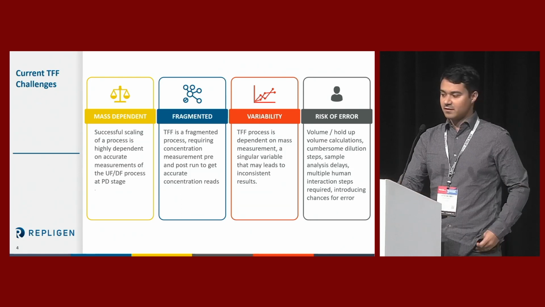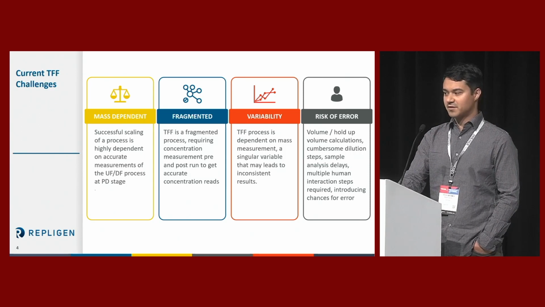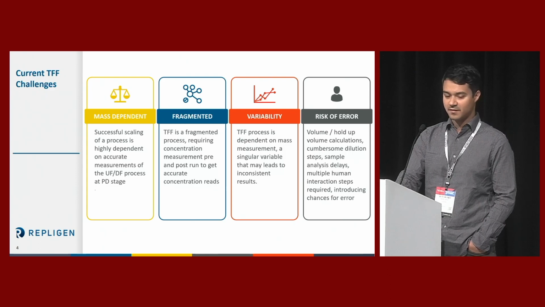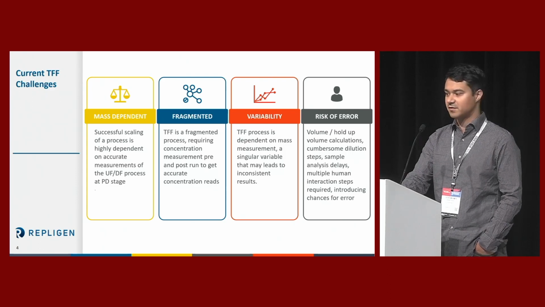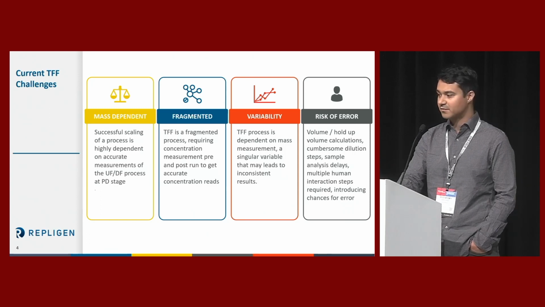So for TFF, the challenges that we see are dependence on mass balance, fragmented processes which require offline concentration measurements. They have disjointed data locations that need to be unified after the experiment. Variability from run to run, and then also a risk of error from cumbersome offline analytics requiring dilutions, determining accurate holdup volumes, as well as making sure that taring of scales is accurate when used during mass balance.